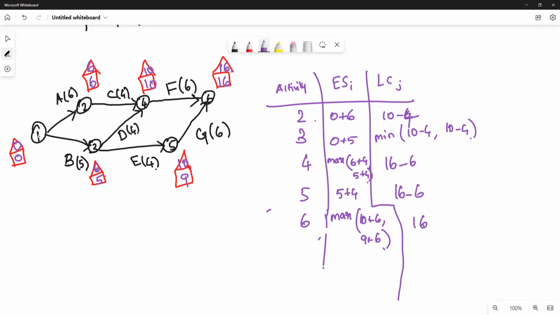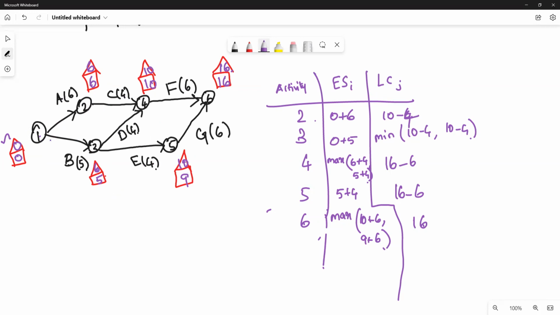Next, for node 1, there are 2 activities going out, so the minimum of 6 minus 6 and 6 minus 5. The minimum is 0. Yes, we have got 0. We need not find it actually, but we cross-verify that we get 0 as the latest completion time for the first node. This is how we should calculate the earliest starting time and latest completion time by forward pass and backward pass.